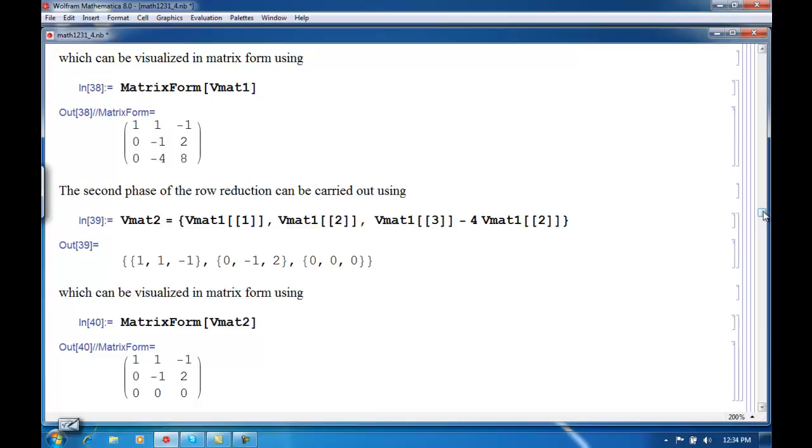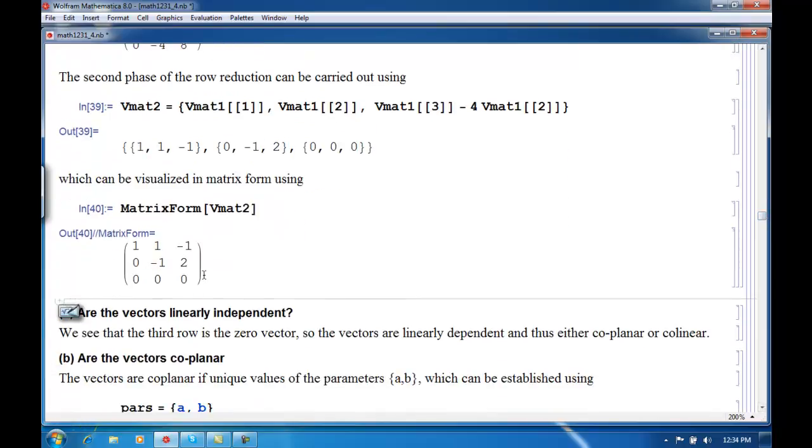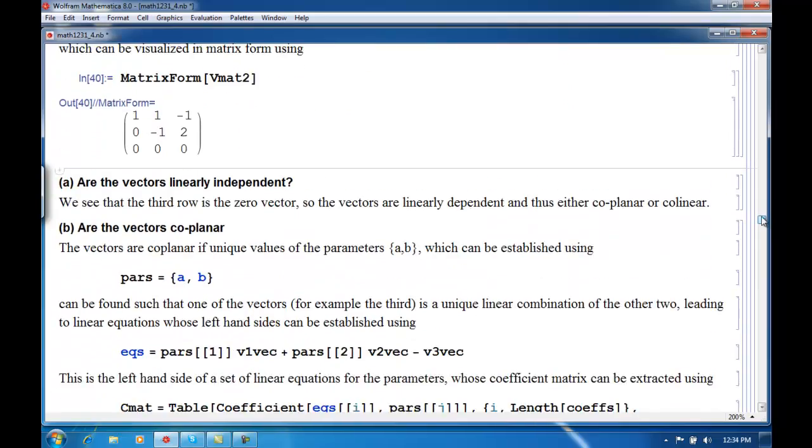And we can see that the third row is the 0 vector, and therefore the determinant of this matrix will be 0. So the vectors are linearly dependent, and thus either coplanar or collinear. So that's the next part of the question: are they coplanar?